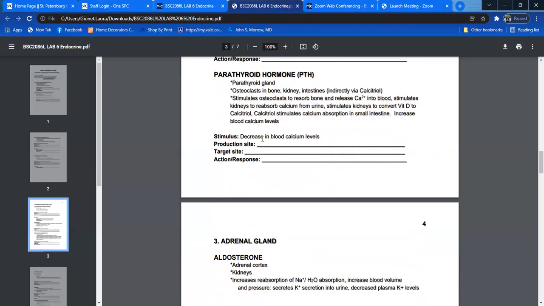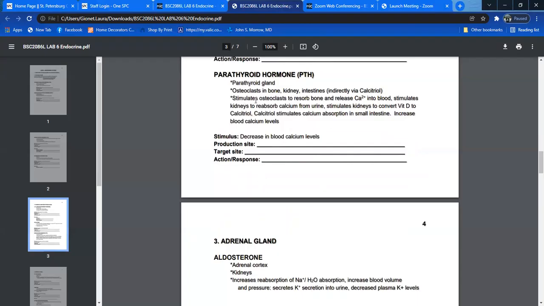Okay, so a decrease in blood calcium levels. The parathyroid gland produces parathyroid hormone. The target sites, multiple sites: osteoclasts in bone, the kidneys, and the intestines. And it targets the intestines indirectly by using calcitriol. Right, so the action response.